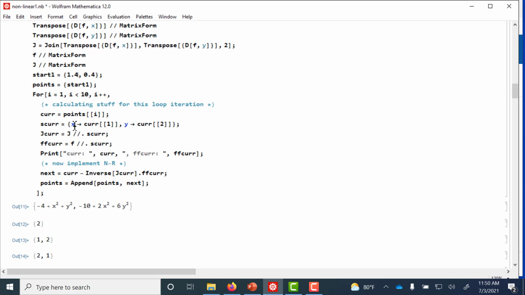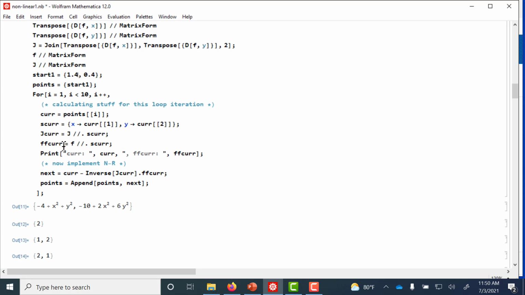The way it works in Mathematica, again, is I'm setting up these substitutions. I have my variable, then a right arrow, and that's going to be my cur 1. Cur, when i is 1, is going to be my start, so I'm going to take that first point. It's going to be 1.4, so I'm starting my first search for x. And 0.4 is going to be cur 2, that's my y. Then I evaluate my Jacobian based on that, I also evaluate my function, and then I print out my current position and my current function.